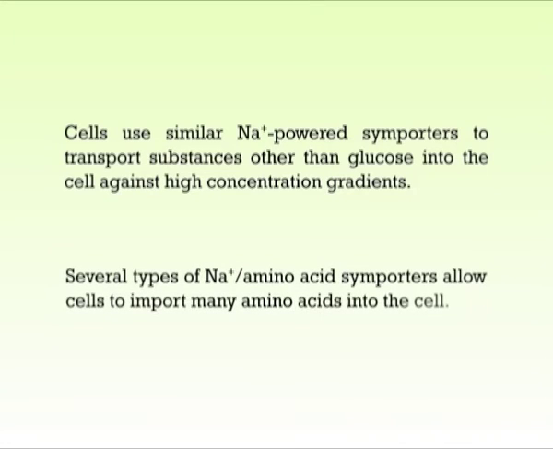This symporter also recognizes galactose as a substrate. Its function is crucial to dietary glucose and galactose absorption in the small intestine and reabsorption of filtered glucose and galactose in the proximal tubule of kidney nephrons. Cells use similar sodium-powered symporters to transport substances other than glucose into the cell against a high concentration gradient. Several types of sodium amino acid symporters allow cells to import many amino acids into the cell.